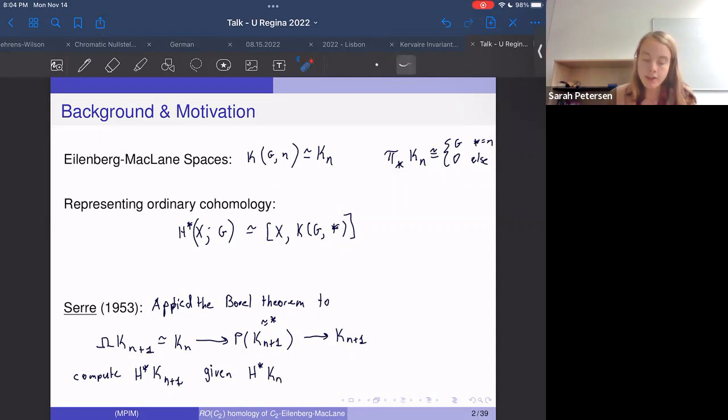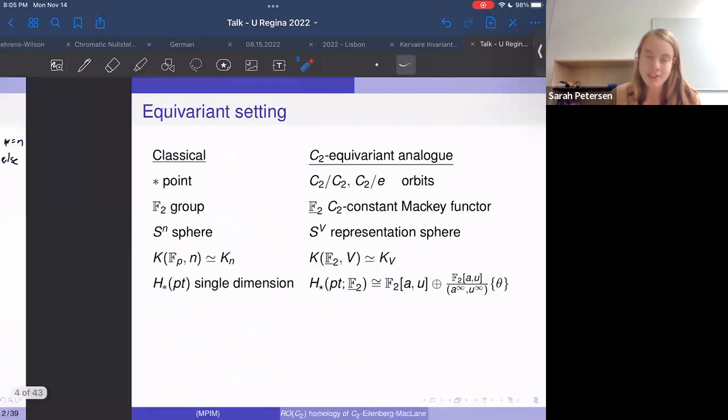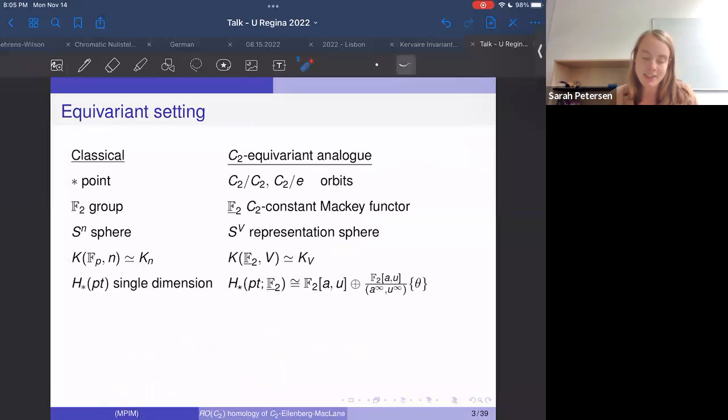So this Borel theorem is a spectral sequence sort of theorem, which says that if you have a simple system of transgressive generators in the cohomology of your fiber, the cohomology of K_{n+1} is going to be polynomial on the transgression of those generators. So this is all very classical work, but this talk is supposed to be focused on equivariant homotopy theory or computations in that. So we want to be talking about the equivariant setting.